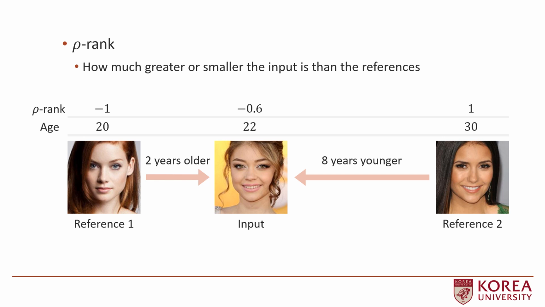First, let me introduce the row rank. It measures how much greater the input is than the first reference and how much smaller it is than the second one. If the row rank is close to -1, the rank of input is close to that of the first reference. If the row rank is close to 1, the rank of input is close to that of the second reference. For example, if the input is 2 years older than the first reference and 8 years younger than the second reference, the row rank is -0.6.